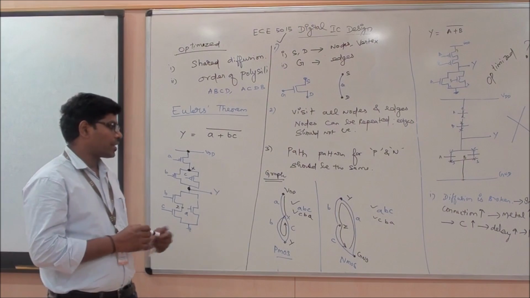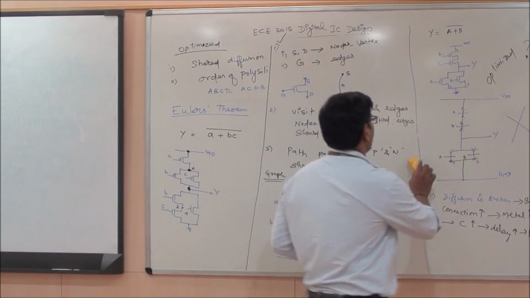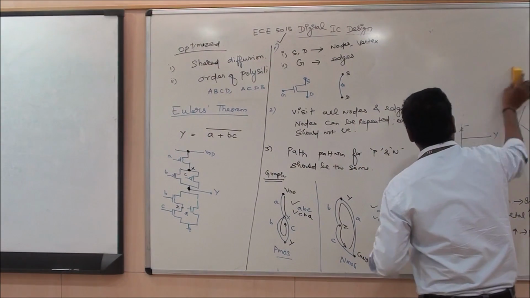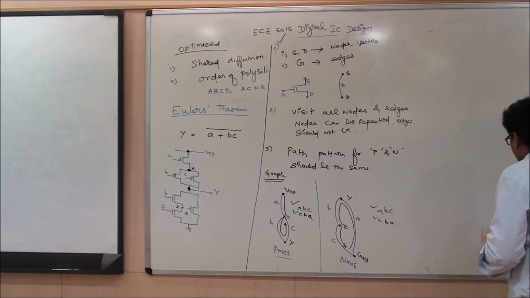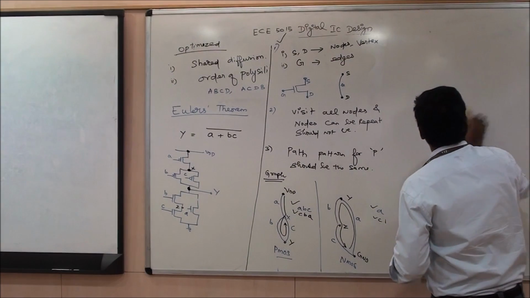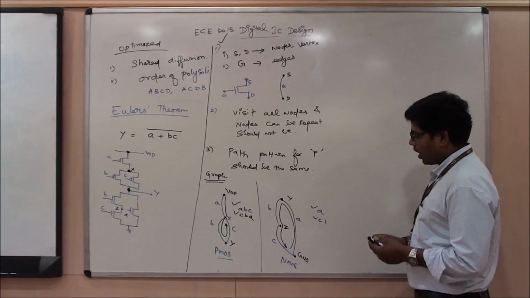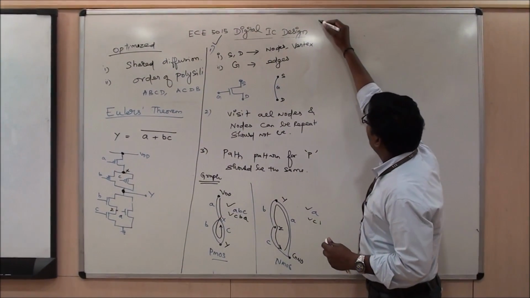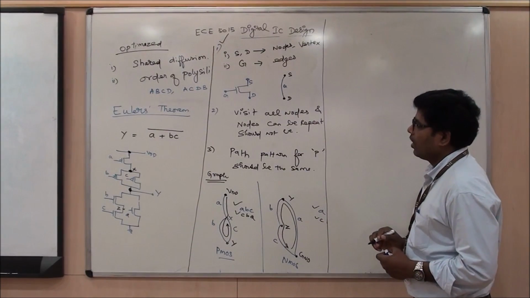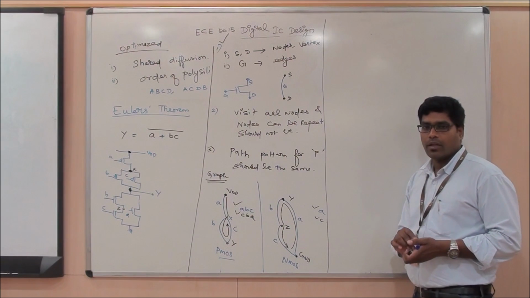Now let us consider only one solution, ABC, and let's try to come up with an optimized stick diagram for this particular function, Y equal to (A plus BC) the whole bar, using Euler's graph.